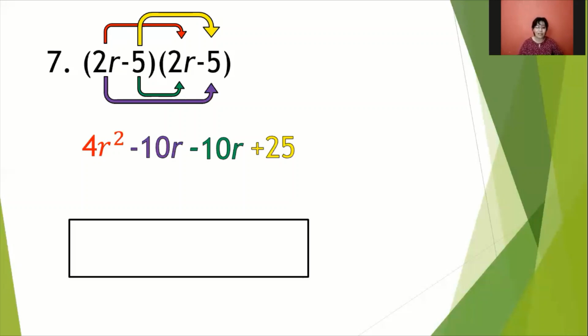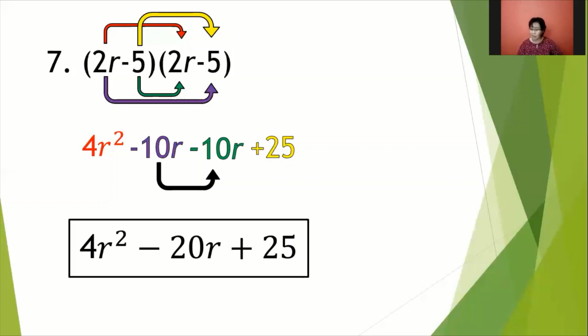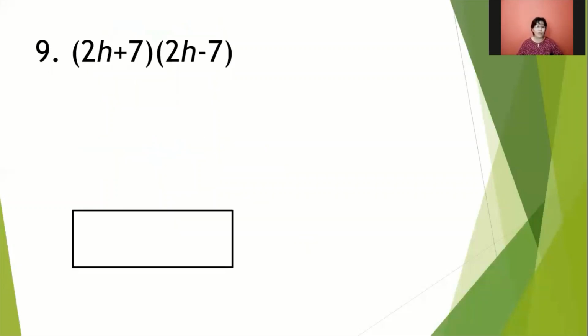Then, the final answer, since -10 minus 10 is -20, our final answer is 4r squared minus 20r plus 25. Okay? And the last example is, we have here 2h plus 7, quantity 2h minus 7. It is the sum and the difference of two squared terms.